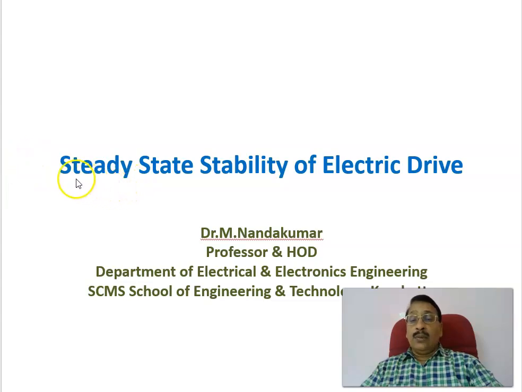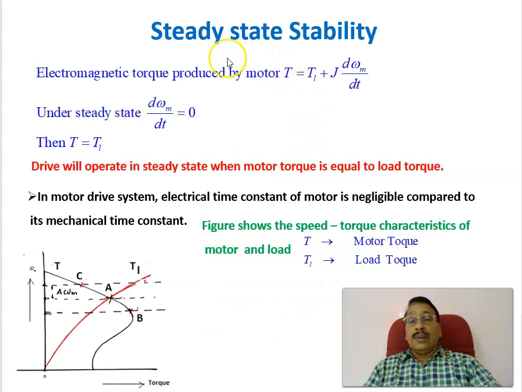In this presentation, I am going to explain steady state stability of electric drive. Coming to the steady state stability, the basic relation of the dynamic torque equation of motor load system is: electromagnetic torque produced by the motor equal to load torque plus J into d omega m by dt.